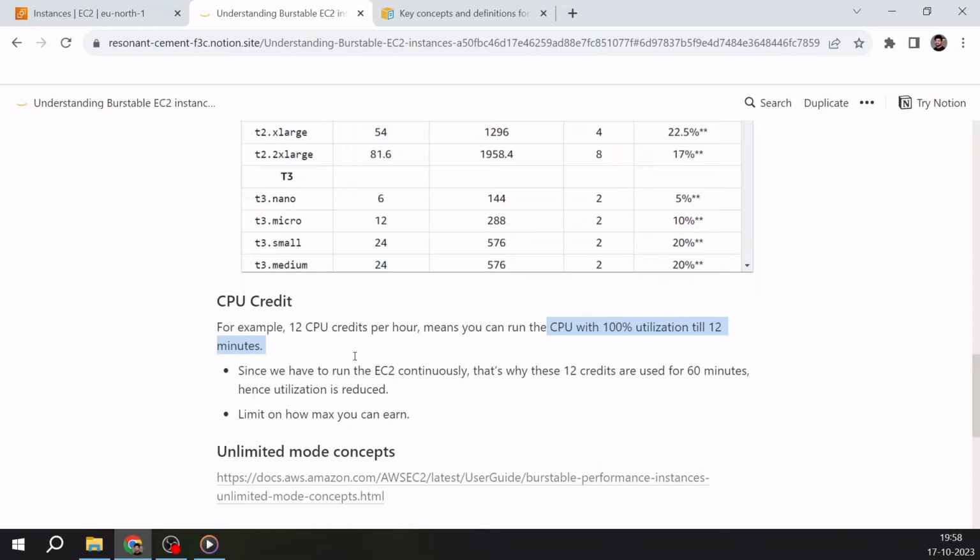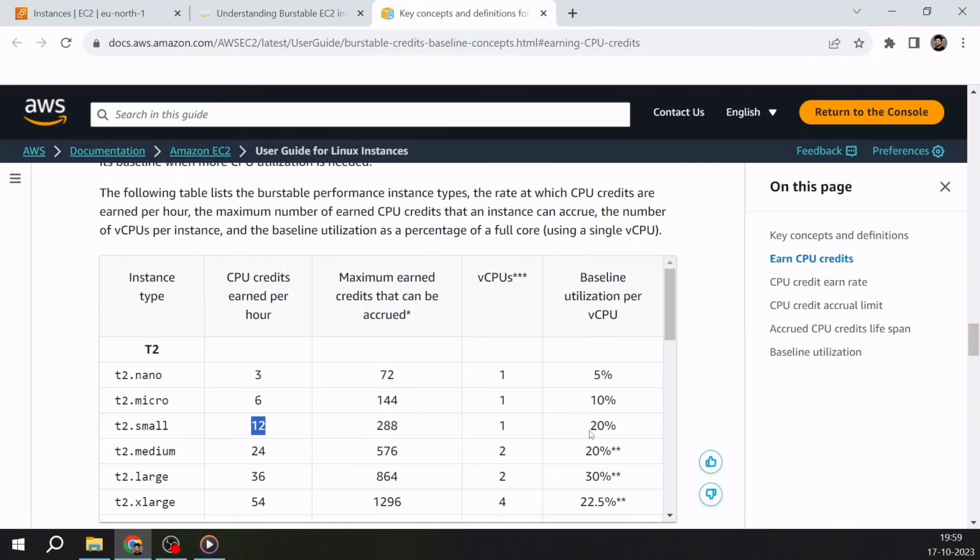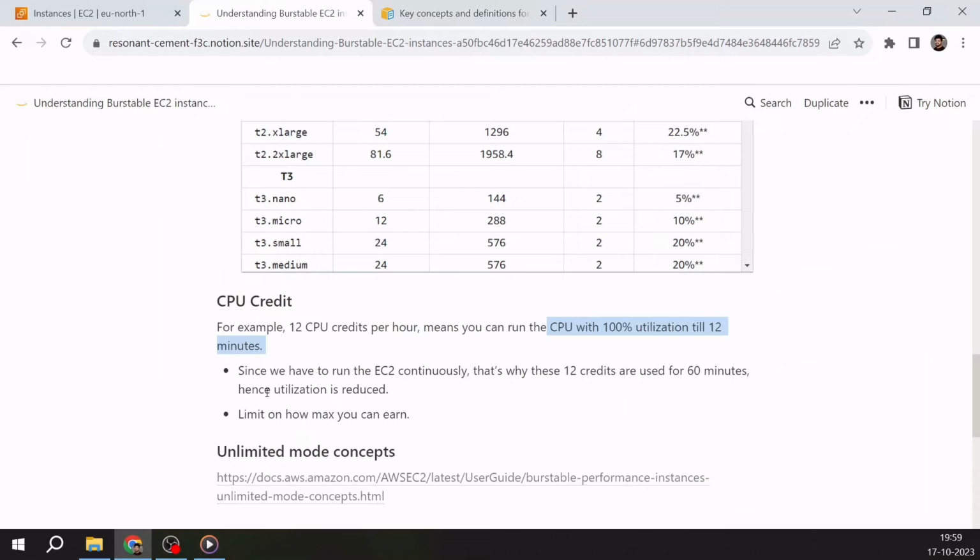But what about the next 48 minutes? Because an hour has 60 minutes. So if I run the EC2 with 100% utilization for only 12 minutes, what about the rest 48 minutes? So that's why, if you want to run for a longer period of time, you have to reduce your utilization. That's why they say that you should run your instance at 20% utilization in order to use these credits for the entire hour. Okay, so this is what a CPU credit is. Okay, that I have already covered.